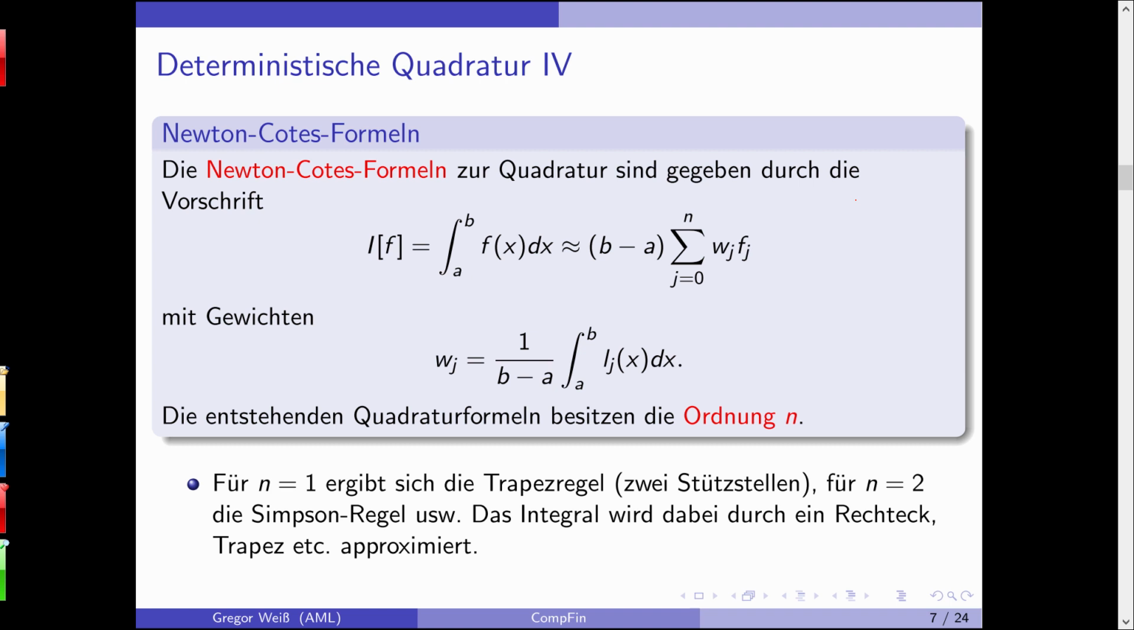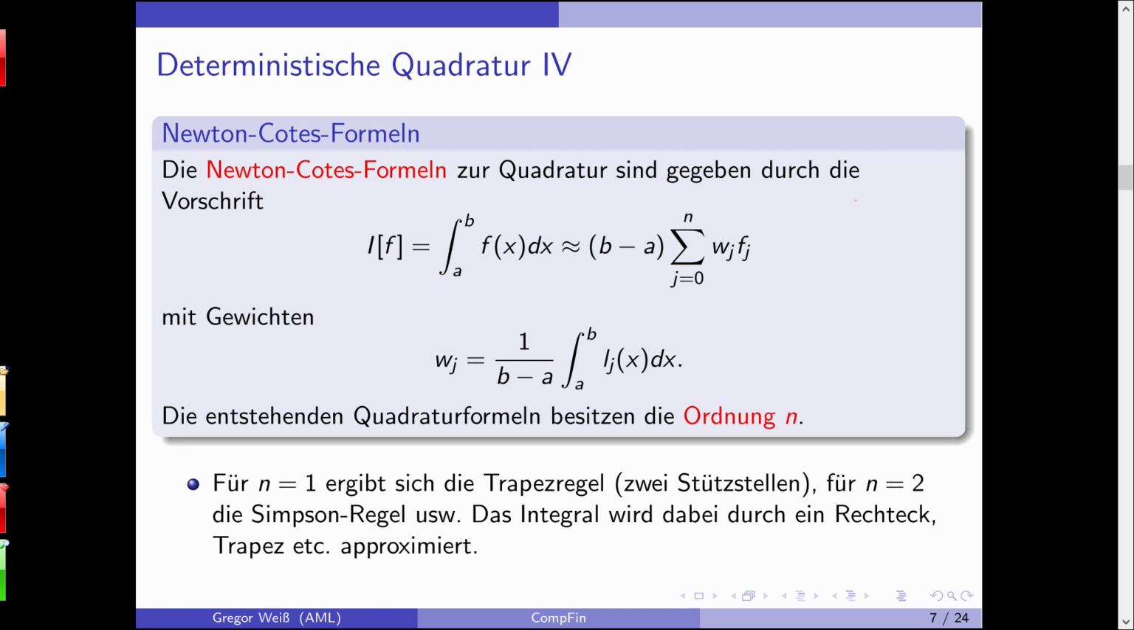The quadrature is given by b minus a times the sum of the weights times the function values. The weights are given as 1 over b minus a and the integral over the Lagrange basis polynomial. And this is quite interesting, and this is common for all Quadrature formulas.